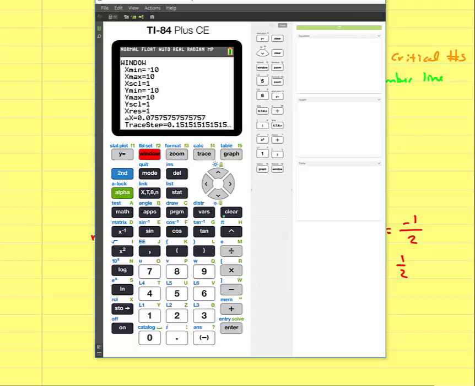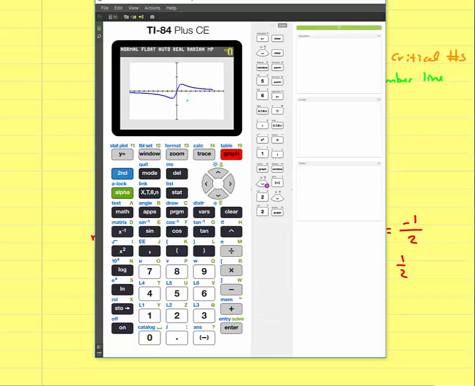So let's go ahead and change our window. I like the negative 10 to 10 on the horizontal axis, but for my y min I want to, let's say, go negative 2 to positive 2. And that's going to really show me what's going on here. Oh, this is really interesting. I can see that this is a min and this is a max, that it peaks out.